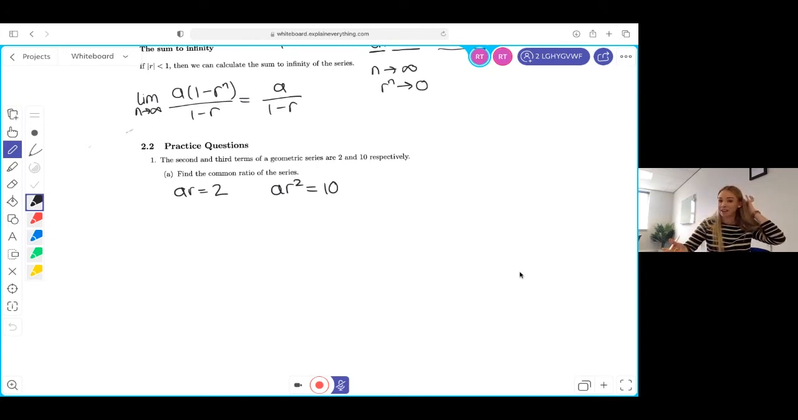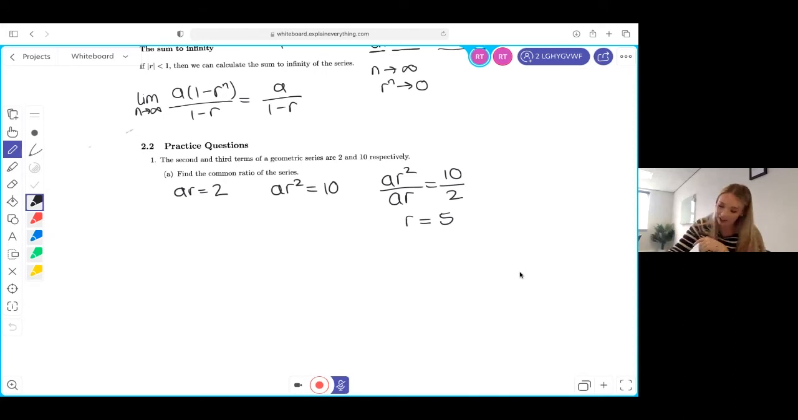So we've got 2 equations with 2 unknowns. So again, we can do simultaneous equations on this. A lot of people like to rearrange this for a, sub it into something else. I think the easiest thing to do with these, because it's all working with ratios, is to divide them. So if we do ar squared divided by ar, so that would have been my 10 by 2. ar squared divided by ar just leaves you with an r, because your a's will cancel. You'll be left with 1r, and we'll be left with 5. So that was a nice one. The r is 5.